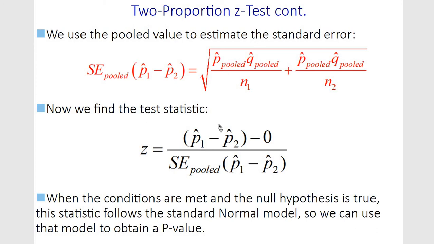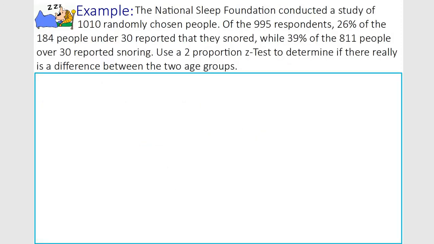And then we find the test statistic. When the conditions are met and the null hypothesis is true, this statistic follows the standard normal model, so we can use that model to obtain a p-value. It's always easier with an example, so let's do an example.